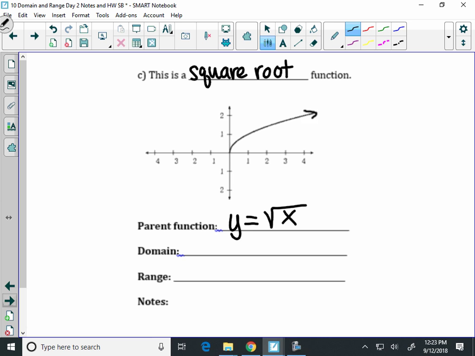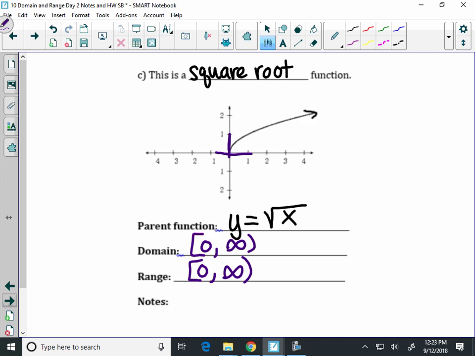Now, let's talk about our domain here. Where do you start with your x's? 0. So I put a bracket at 0, and your graph goes how far to the right? To infinity. Okay. What about our range? What's the lowest y value? 0, and it goes up to infinity.